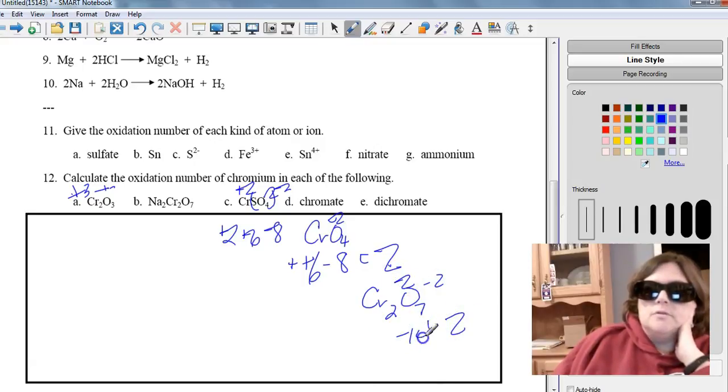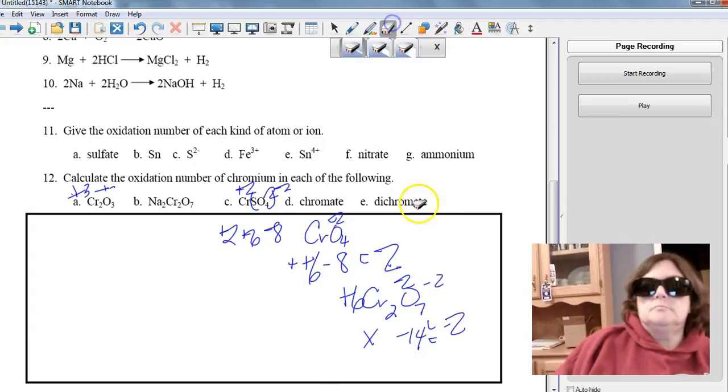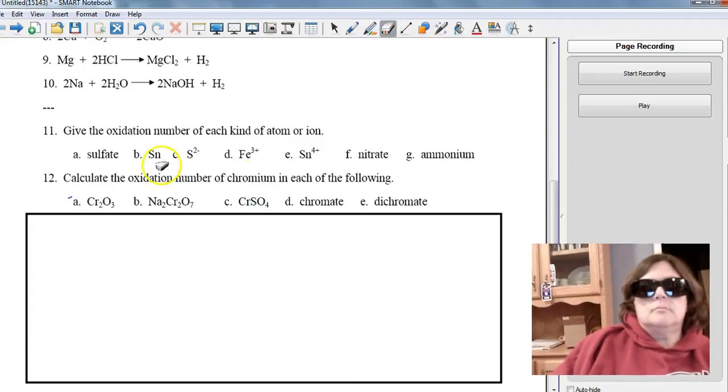So we have a negative 14. X minus 14, that's equal to negative 2, would be 12. There's 2 of them. Each one is a plus 6.